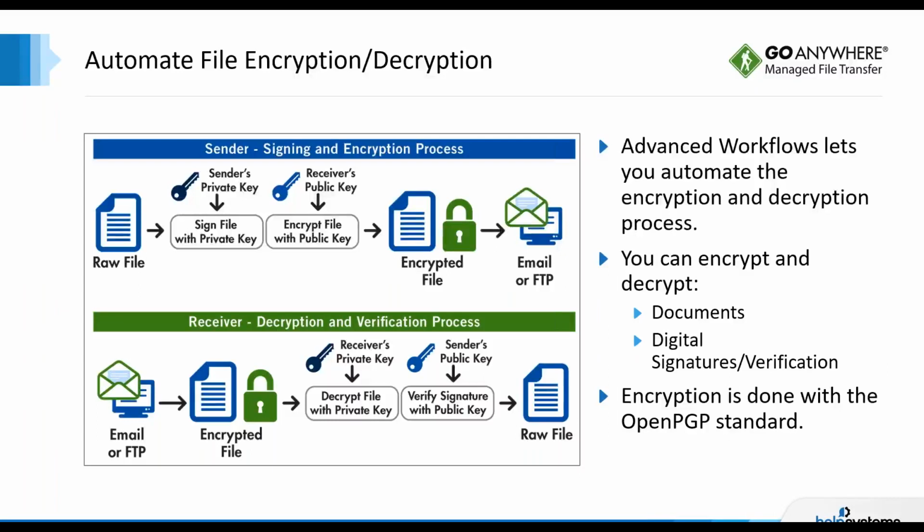PGP encryption within GoAnywhere is based on an open PGP standard. That means that you create what's called a PGP key pair. You have a private key and you have a public key. You send that public key to your trading partner and they send you their public key. Then when you need to send them data, you use their public key to encrypt data so that when they receive it, they have their private key to unlock that data.